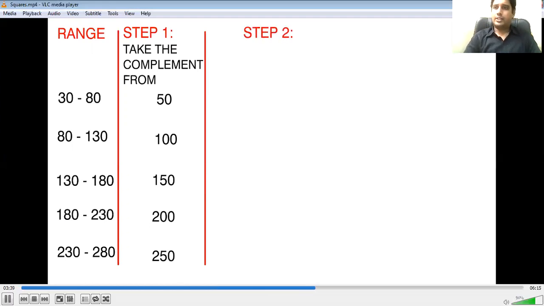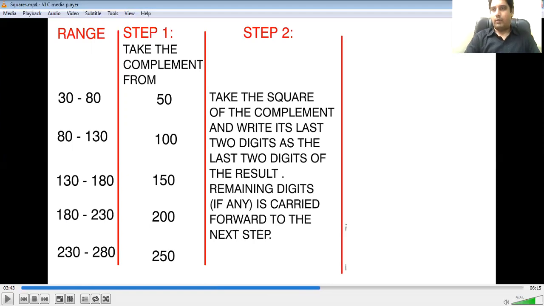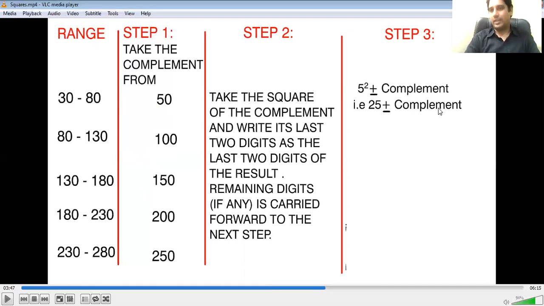Step 2 is the same for all. That is, you need to take the square of the complement. We'll take the last 2 digits and write it as the last 2 digits of the final result. Remaining digits, if any, are carried forward to the next step. Step 3. When we deal with any number in the range of 30 to 80, step 3 is to take 5 square plus minus the complement. 5 square, when you took it from 50, plus minus 1 times the complement. Now 5 square is equivalent to 25. Hence our result is 25 plus minus the complement.